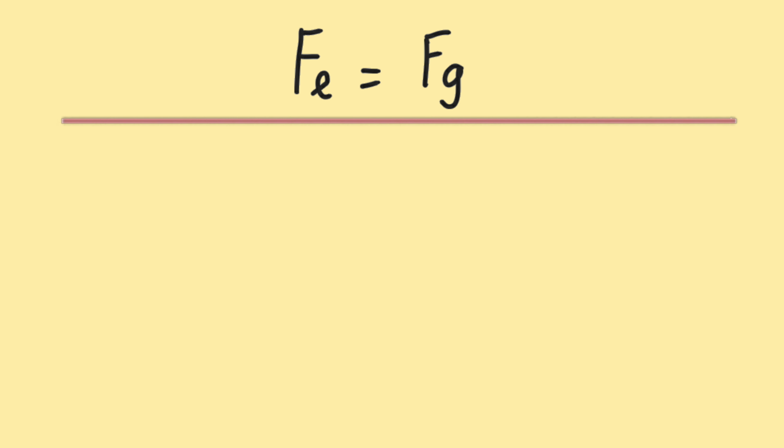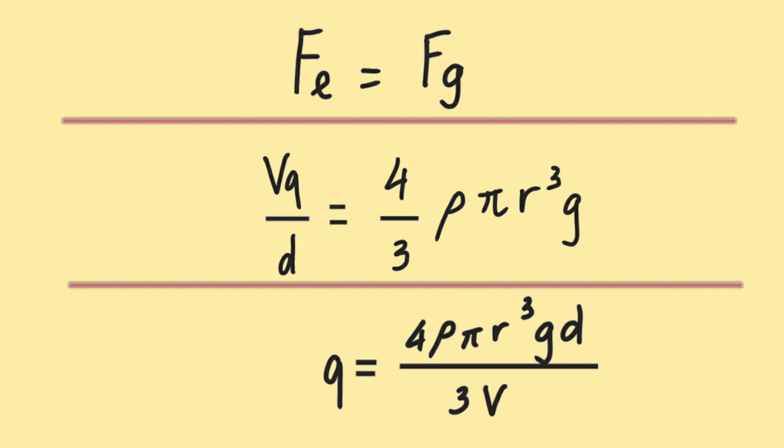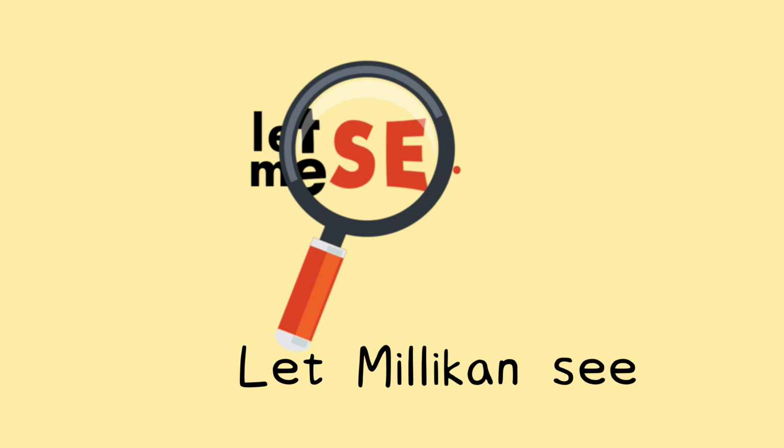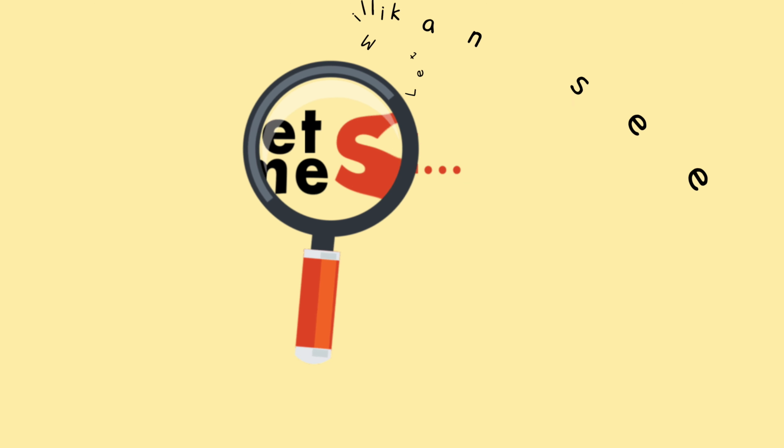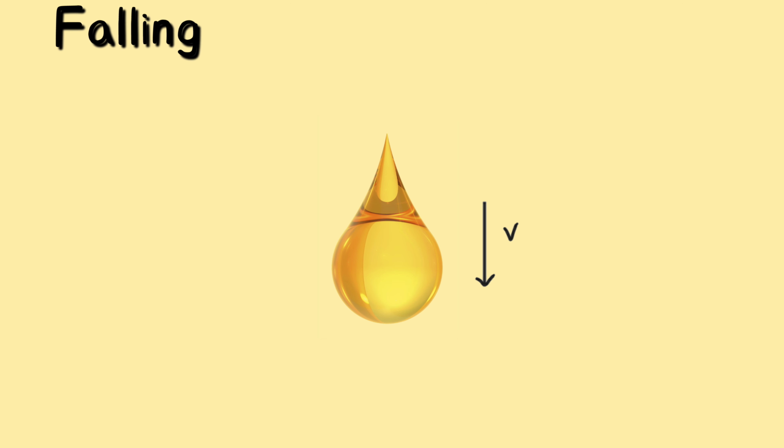As mentioned above, Fe is equal to Fg, which leads to this formula. Make q the subject, then we have the equation for the charge of a single droplet. However, the radius is the only factor that hasn't been found yet. So in order to determine the radius of the droplet, Millikan observed the falling droplet and measured its terminal velocity when the electric field equals 0.